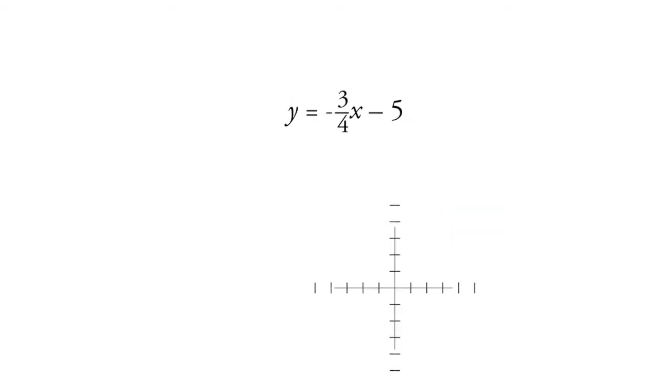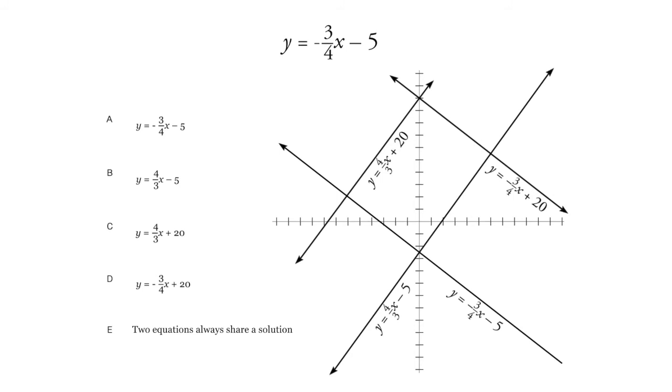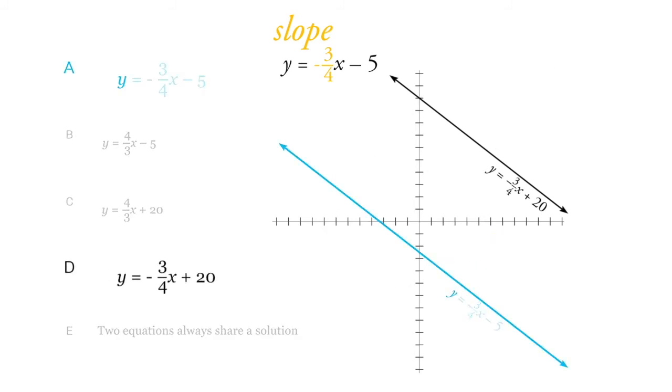All right, so what we're looking for is something that's parallel but is not the same equation. So if we look over here, we're looking for something that's parallel. It's got to have the same slope. So we're looking for a slope of negative 3/4. That narrows it down to these two: y equals negative 3/4 x minus 5, and y equals negative 3/4 x plus 20.